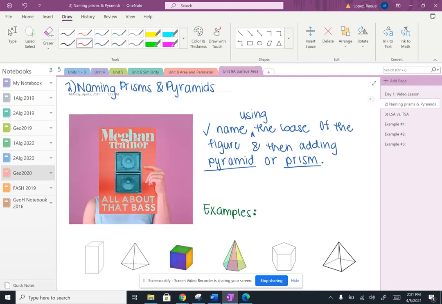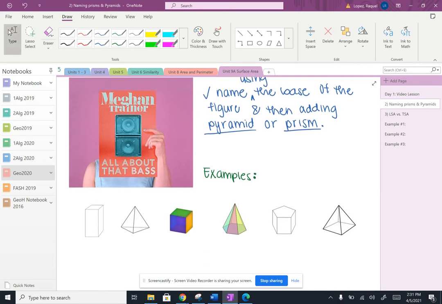Now, when we're talking about naming prisms and pyramids, it's all about that base. No trouble. Kind of like the song by Meghan Trainor. So when we're naming prisms and pyramids, we name them using the base of the figure and then adding the word pyramid or prism. So for example, this first figure right here is going to be called a rectangular. Did I spell that right? Rectangular. There we go. Rectangular prism. Because we've got two bases up on the top here, top and bottom here.